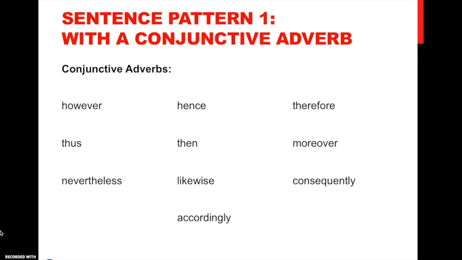Once you're comfortable with pattern 1, you can start to vary it in some interesting ways. One way to vary pattern 1 is by including a conjunctive adverb directly following the semicolon, or at the start of the second independent clause. Here are some conjunctive adverbs that you can use. You may want to take some time to write some of these down.